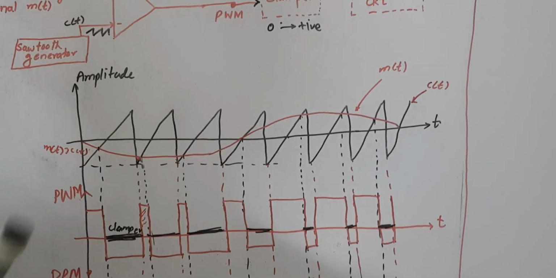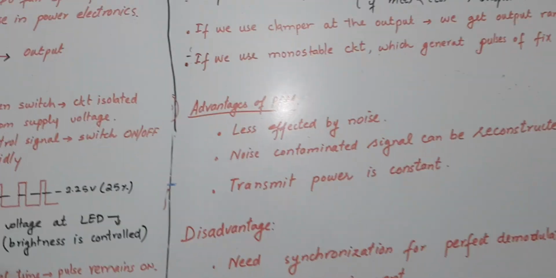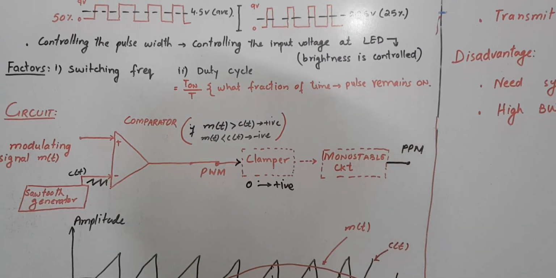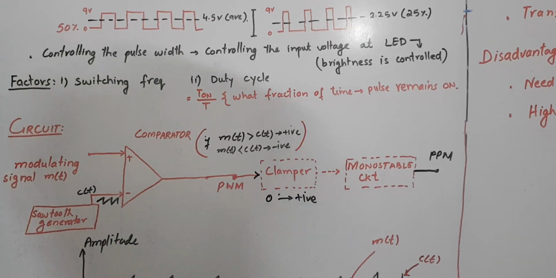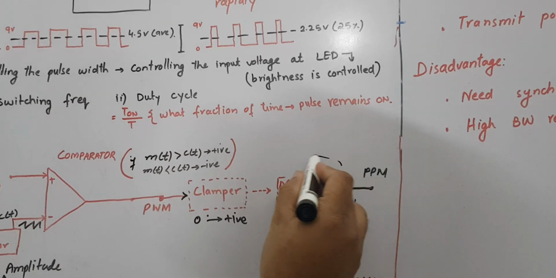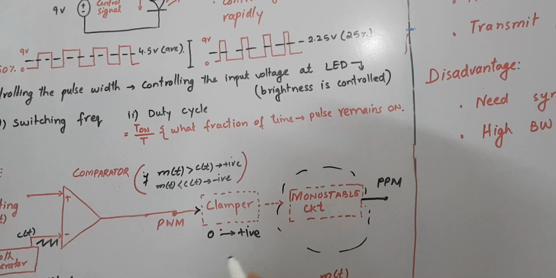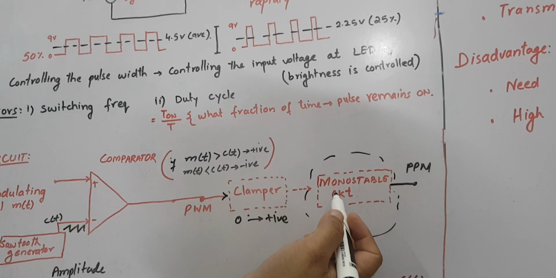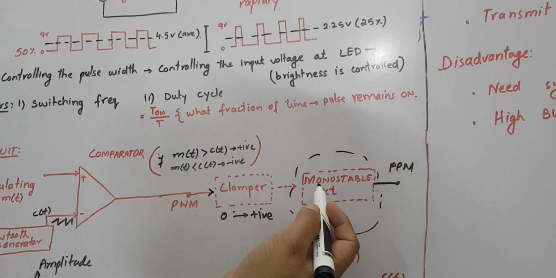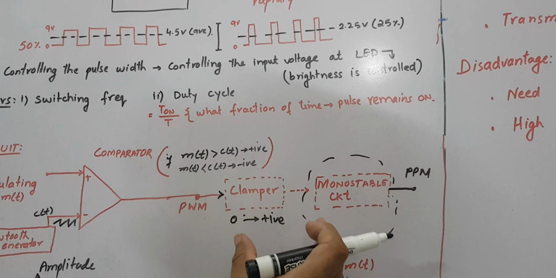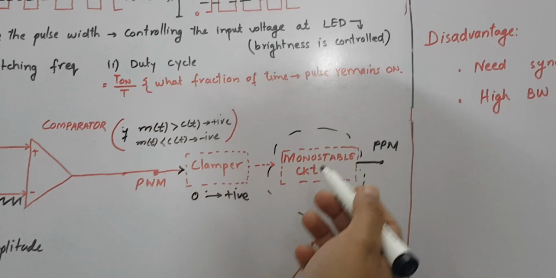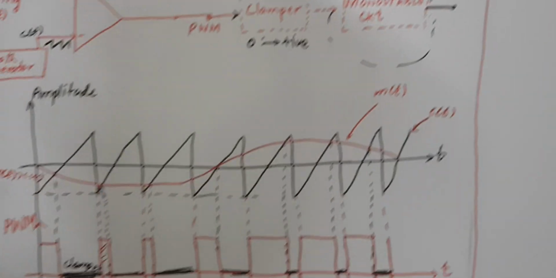The second type was pulse position modulation. Using the same circuit, we can introduce pulse position modulation. The only additional circuit is the monostable circuit at the output of the clamper. What is the function of the monostable circuit? Its function is to generate pulses of fixed duration.